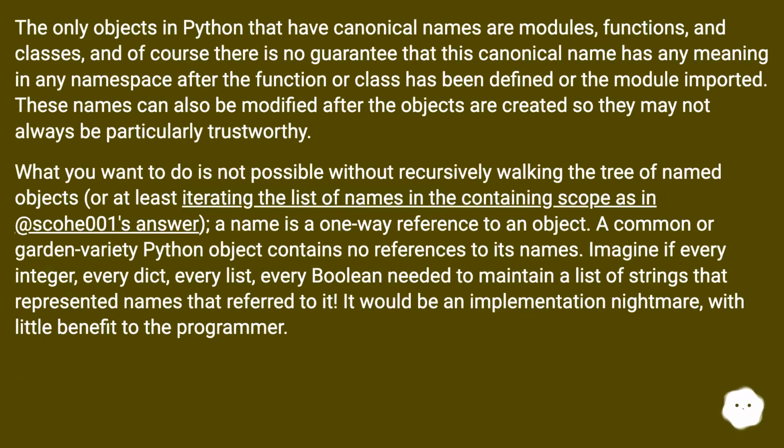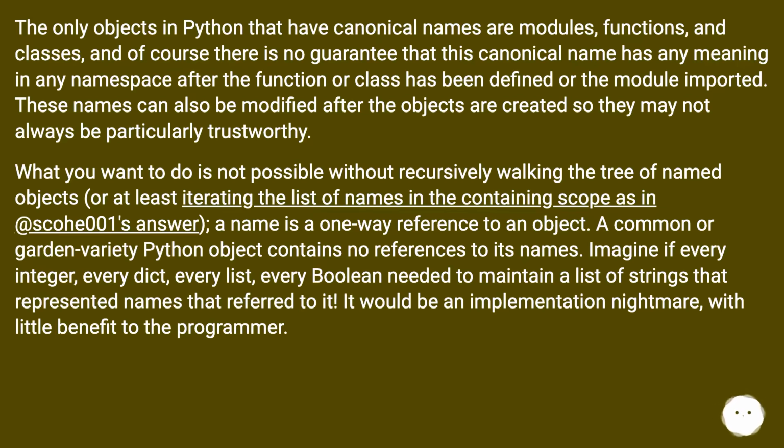The only objects in Python that have canonical names are modules, functions, and classes, and of course there is no guarantee that this canonical name has any meaning in any namespace after the function or class has been defined or the module imported. These names can also be modified after the objects are created, so they may not always be particularly trustworthy. What you want to do is not possible without recursively walking the tree of named objects, or at least iterating the list of names in the containing scope, as in the answer by Skohi001. A name is a one-way reference to an object.